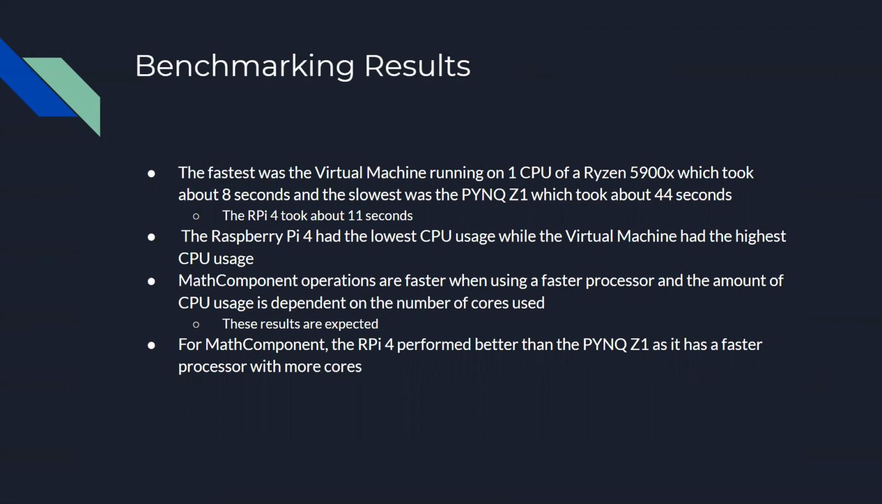and generally the amount of CPU usage is dependent on the number of cores used, and these results are pretty expected. For the math component, we concluded that the Raspberry Pi 4 performed better than the Pink Z1 as it has a faster processor and also has more cores.